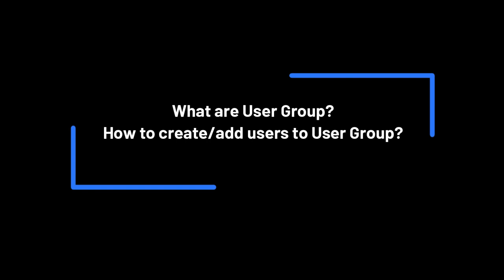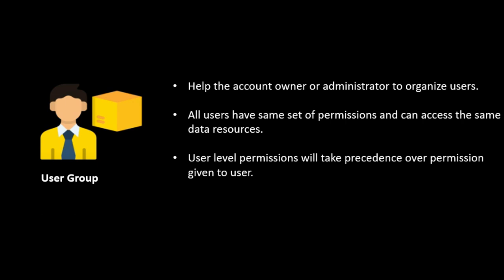What are user groups? How to create a user group and add users to a user group. User groups help the account owner or administrator to organize users with common characteristics and, most importantly, permissions and access to data resources. All users in a user group will have the same set of permissions and can access the same data resources. If conflicting permissions are given to a user and a user group to which the user is added, user-level permissions will take precedence.